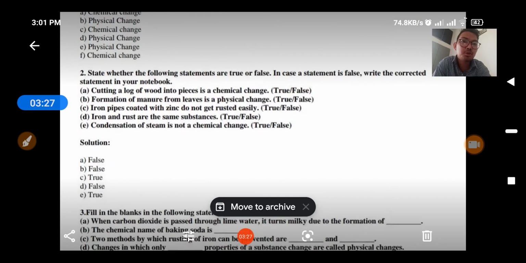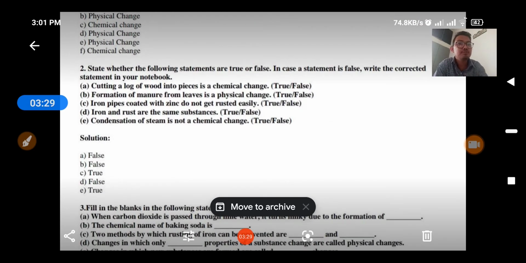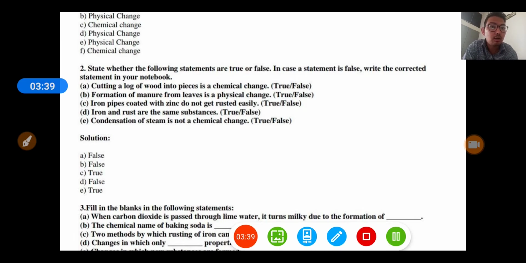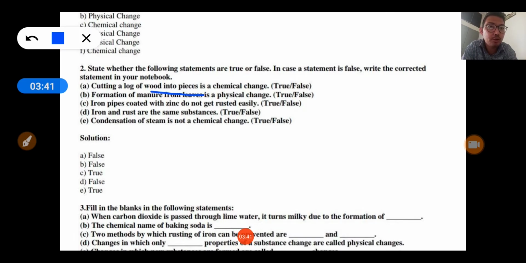Now I'm coming to the question number 2. State whether the following statements are true or false. In case a statement is false, write the correct statement in your copies. Part A, cutting a log of wood into pieces is a chemical change. Absolutely false, because only size changes. There is no change in the property of wood by cutting. So it is totally false.